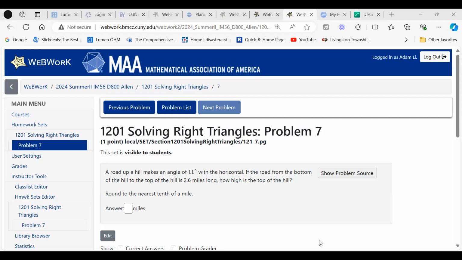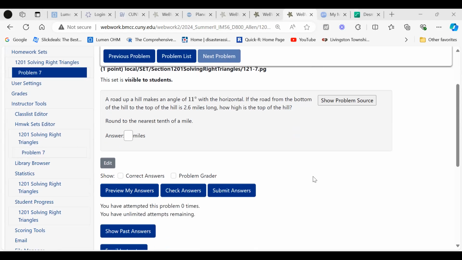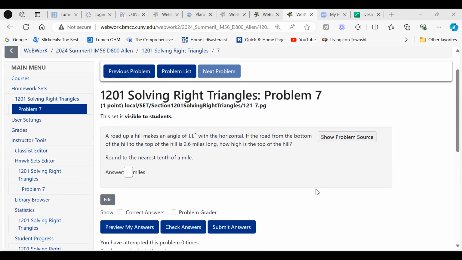So let's go back to the last question in this section. A road up a hill makes an angle of 11 degrees with the horizontal. If the road from the bottom of the hill to the top is 2.6 miles long, how high is the top of the hill?